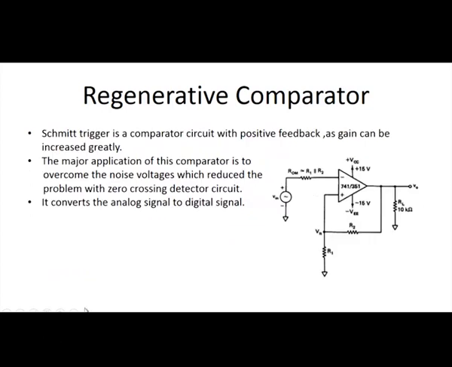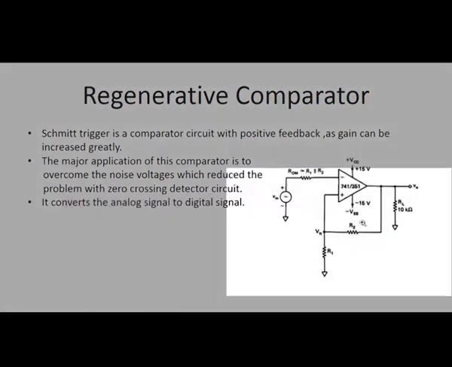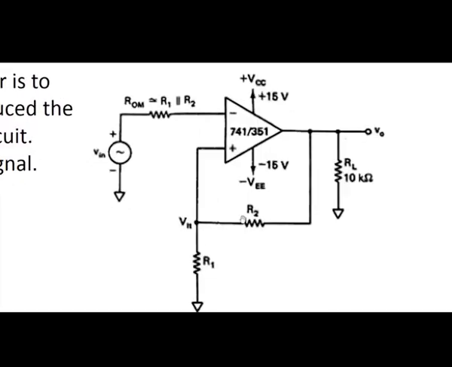So, this is the circuit of the Schmitt trigger, or you can say this is a regenerative comparator. The other name of the regenerative comparator is Schmitt trigger. Look at the circuit: the signal Vi is given to the negative terminal here. In this case the comparator is used as an inverting comparator because the signal is given to the negative terminal, and normally we will be giving V reference to the positive terminal.